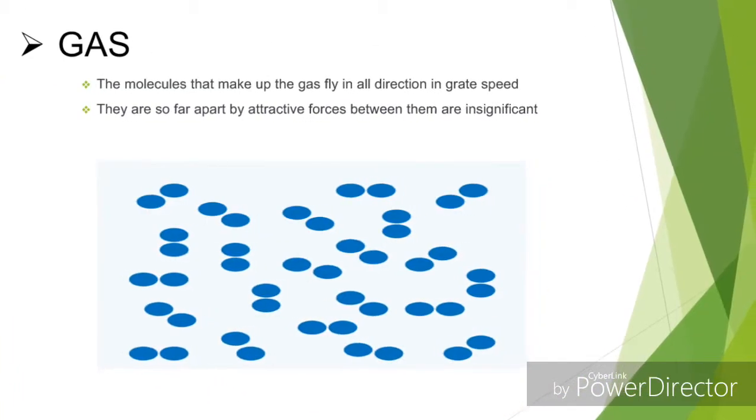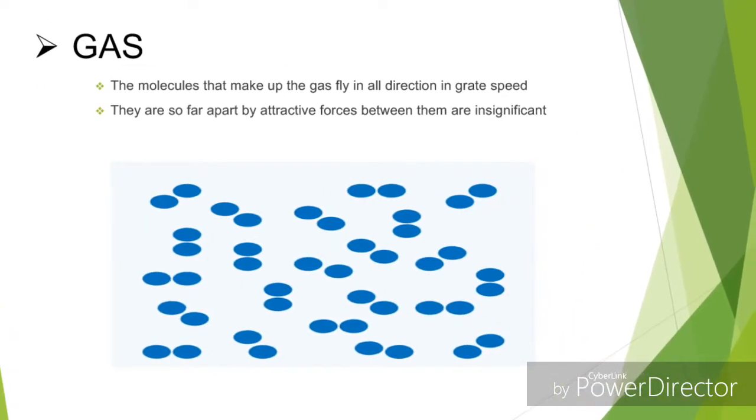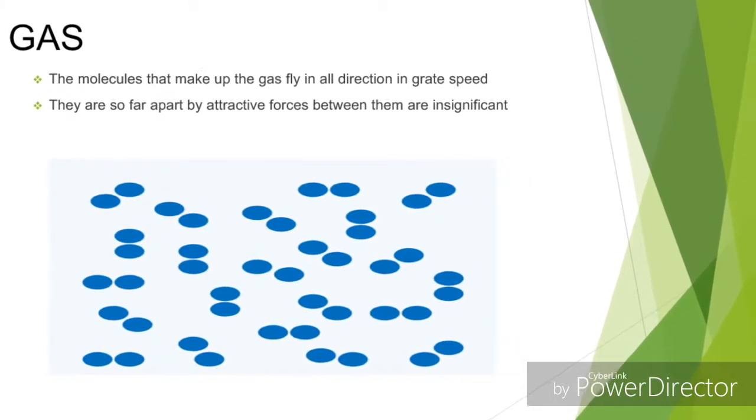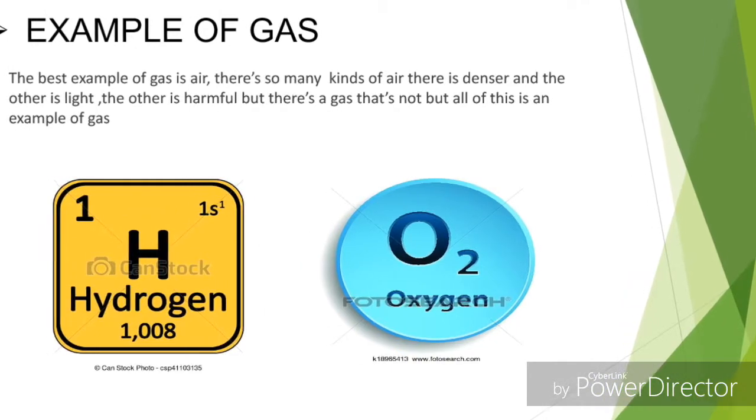And last, the gas. The molecules of a gas are so far apart because the attractive forces between them are insignificant. This is the only matter that we can't hold and see, but we can feel. The best example of it is air.